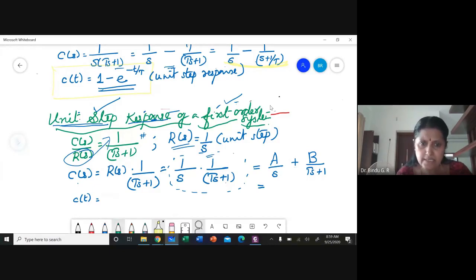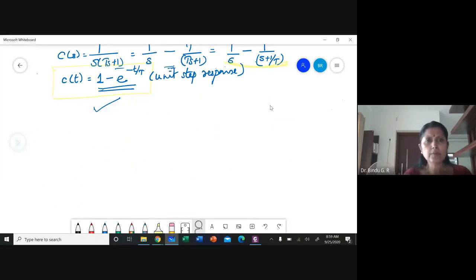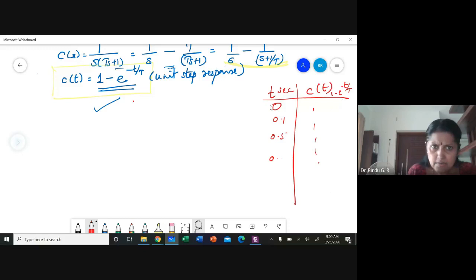Why is it called the transient response? It is called the transient response because c(t) is a function of t. Whatever be the value of t, you will get a response. So if I write a table with t and c(t), say 0, 0.1 seconds, 0.5, and then I calculate the value of c(t) as 1 minus e raised to minus t by T, I'll get a curve which you already know.